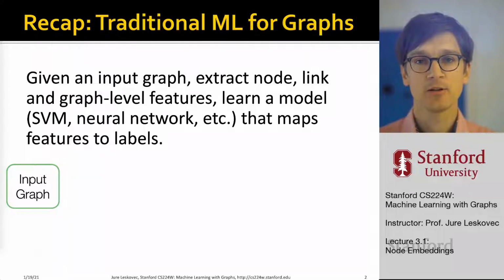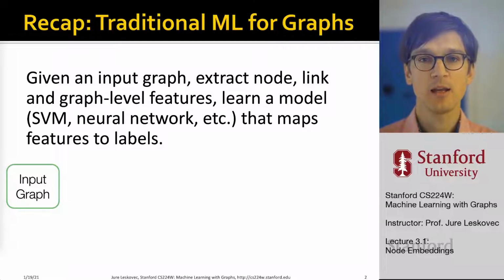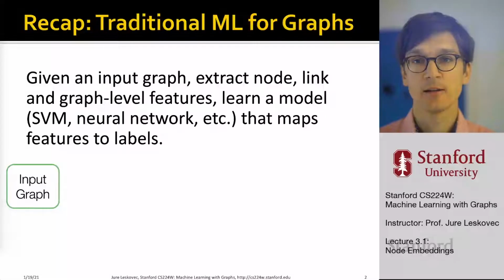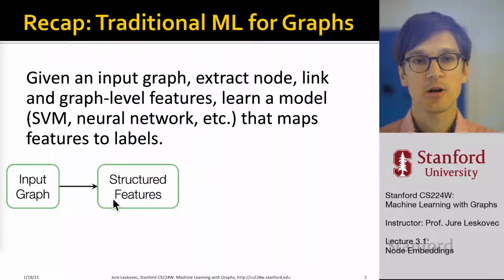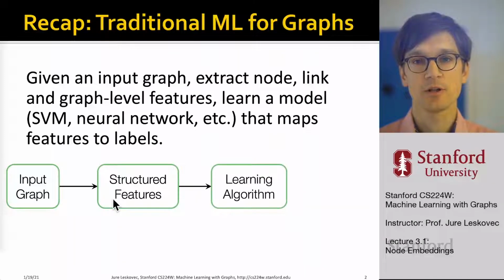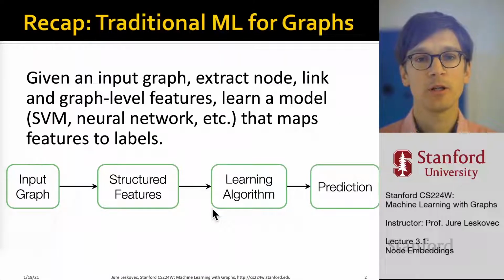And then we can take that topological information, combine it with the attribute-based information to then train a classical machine learning model like a support vector machine or a logistic regression to be able to make predictions. So in this sense, the way we are thinking of this is that we are given an input graph here. We are then creating structured features, or structural features, of this graph so that then we can apply our learning algorithm and make predictions.